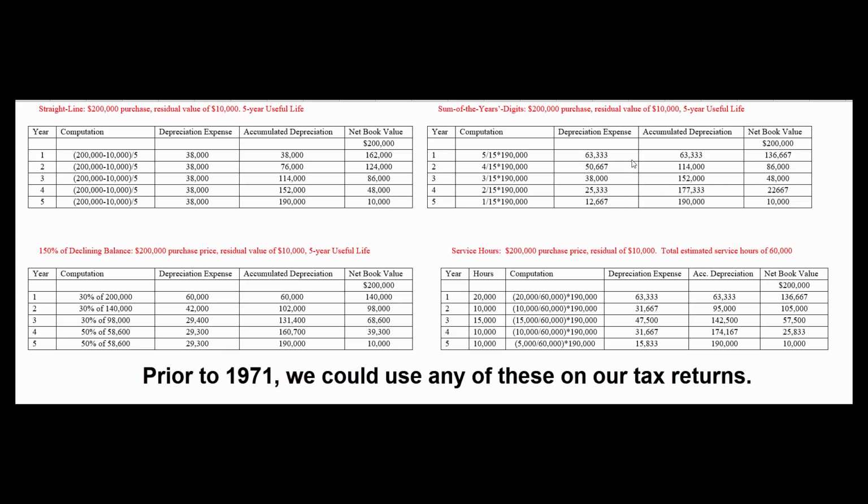Well, we came up with some great ways to get a lot of depreciation expense in those early years compared to the straight line method. But that made life pretty miserable for the IRS because they could go to different companies, and one company would be using the straight line, one company would use sum of the year's digits, one would be using service hours, one would be using 150% of declining balance, one would be using 200% of declining balance. And so auditing for tax returns became really troublesome.